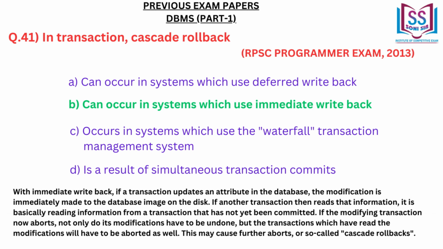With immediate write-back, if a transaction updates an attribute in the database, the modification is immediately made to the database image on the disk. If another transaction then reads that information, it is basically reading information from a transaction that has not yet been committed. If the modifying transaction now aborts, not only do its modifications have to be undone, but the transactions which have read the modifications will have to be aborted as well. This may cause further aborts, or so-called cascade rollbacks.